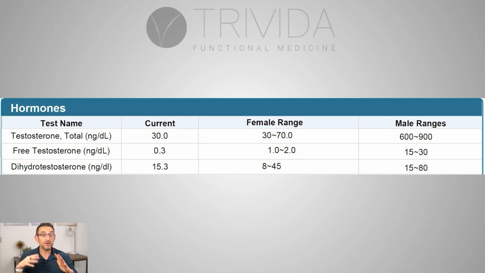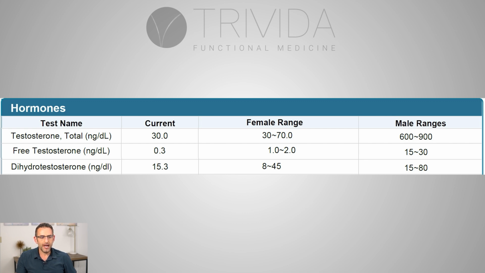And just to give you an example of the difference between men and women, I'd want to see testosterone in a male at about 600 to 800. A woman, I'd want to see 30 to 50. A man, I'd want to see 600 to 800. For a male, free testosterone, I'd want to see about 20. So remember, woman, I'd want to see it at 1. A man, about 20. And then dihydrotestosterone, I'd want to see at about 35 to 50 in a man versus a woman. So that's the difference between men and women when it comes to testosterone.